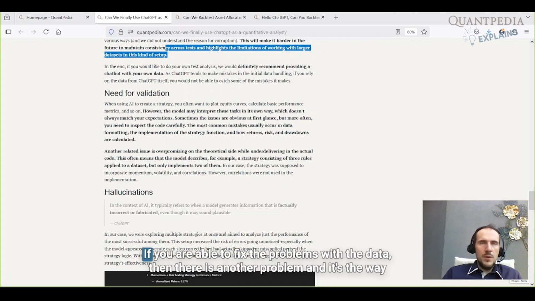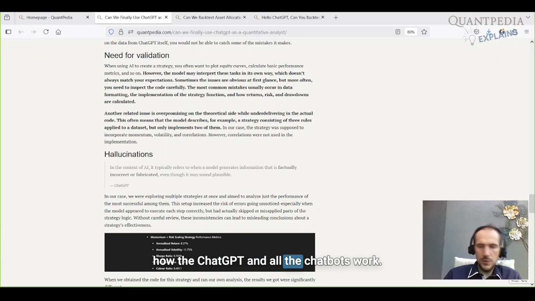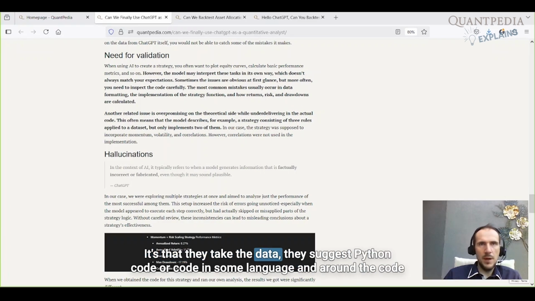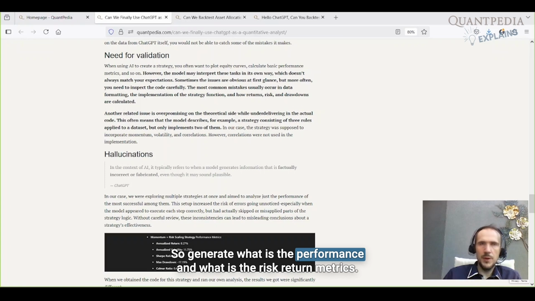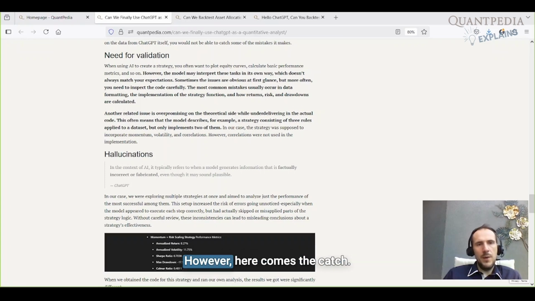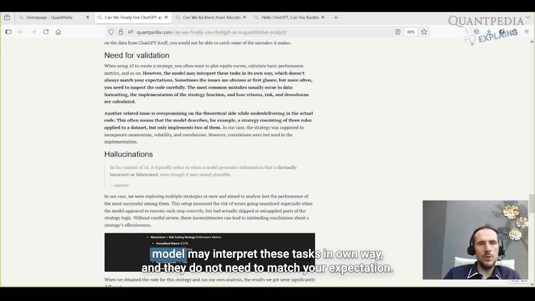Okay, so if you are able to fix the problems in the data, then there is another problem. The way ChatGPT and all of the chatbots work is that they take the data, suggest Python code or even code in some other language, and run the code to generate equity curves and results, so the performance and the risk-return metrics. However, here comes the catch. When you ask ChatGPT to plot the equity curves and calculate the performance metrics, the model may interpret these tasks in its own way, and they do not need to match your expectations.